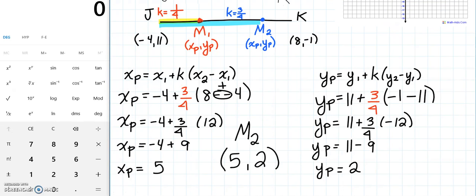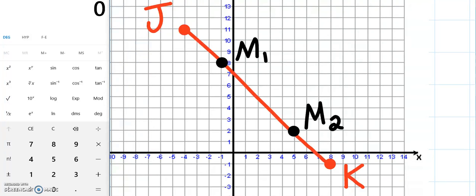So your answer should be 5, 2. Did you get it right? If not, stop the video, pause it right here, look at my work, and then check it against yours to see maybe where you went wrong. Okay, so let's go ahead and plot 5, 2, and let's see if it's collinear. All right, so here it is. I've plotted M2, which is at 5, 2, and all of the points are collinear.